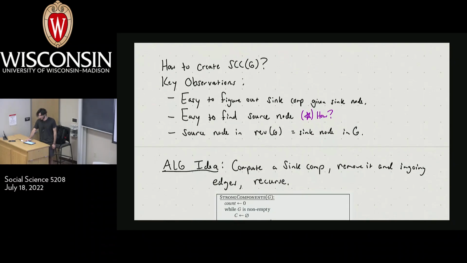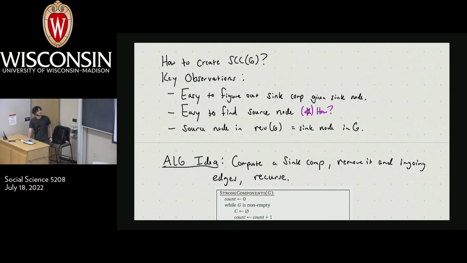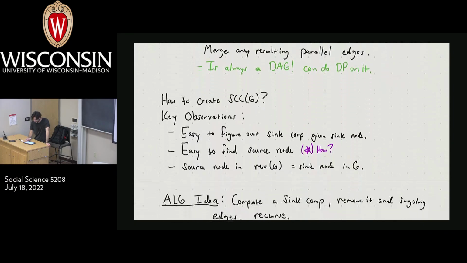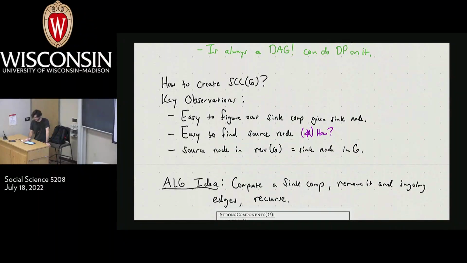Okay. So now the hard part. How do we actually create this graph? In principle, we can always dagify a graph. We can always find the SCC graph. But how do we actually compute it? Can we even compute it fast?